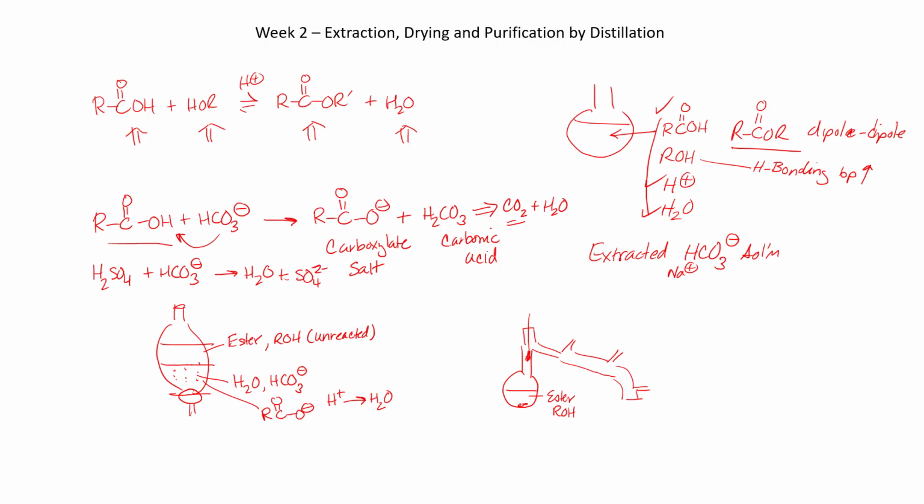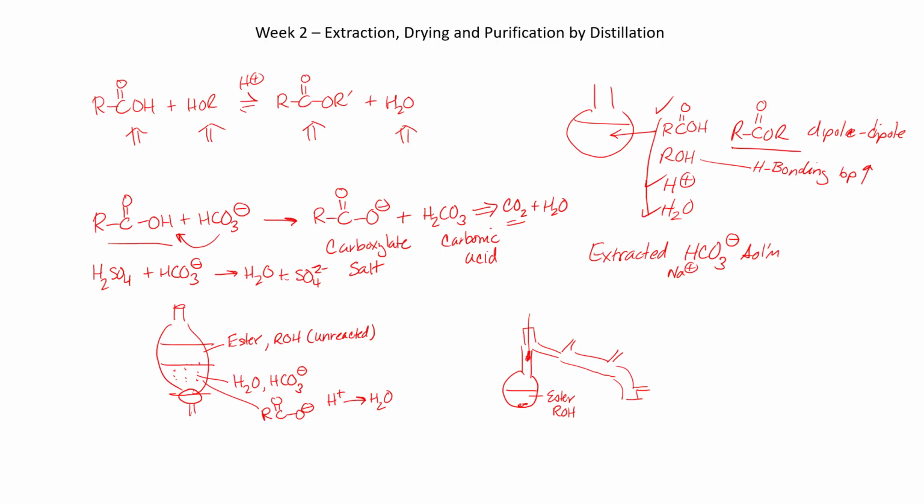And if you're not convinced of that, when you finally determine the structure of your ester, look at the boiling points in the table, in your physical property table, and it will give you an idea of how much higher the boiling point of the alcohol would be over the ester. So that's what we would have done in week 2.